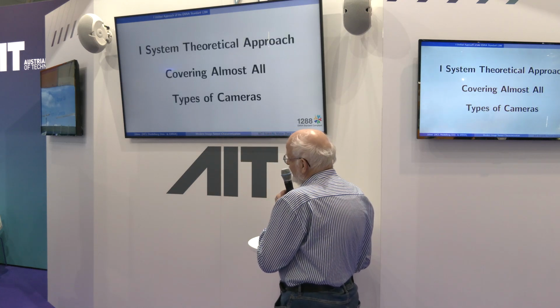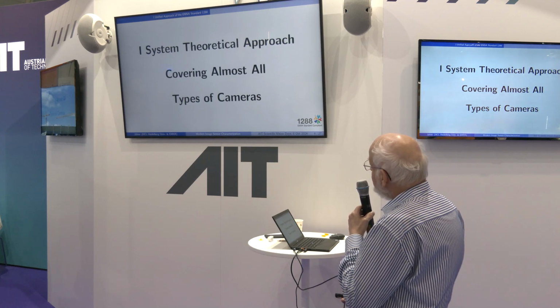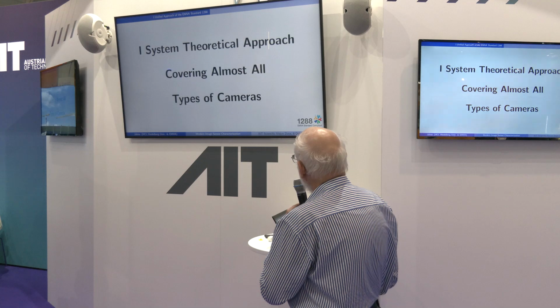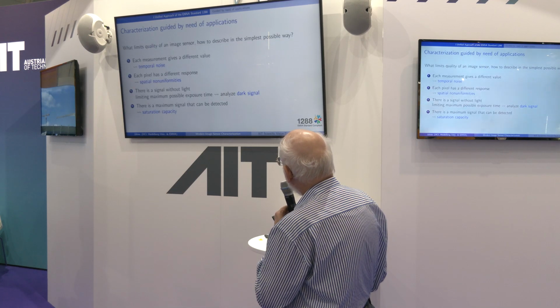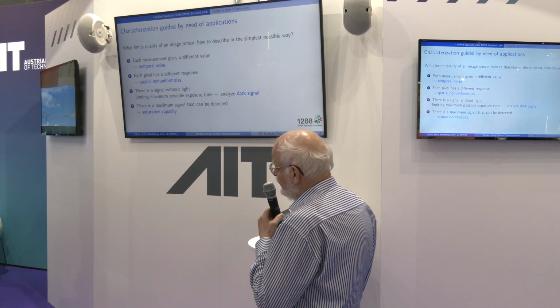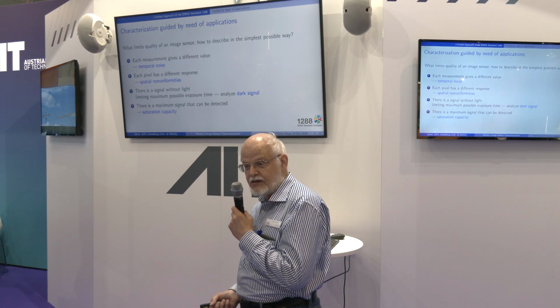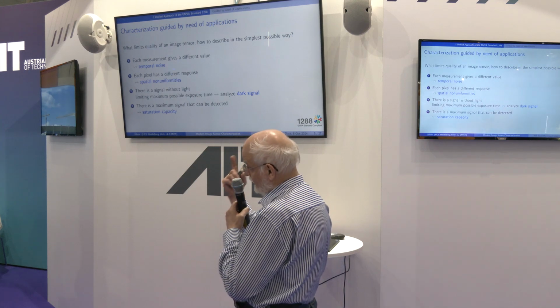Okay, so the interesting thing is that you treat the camera as a system. And with this approach, you can cover almost all types of cameras. And to guide us how we have to set up the things, the first question we have to answer is, what limits actually the quality of an image sensor? And there are basically four things.